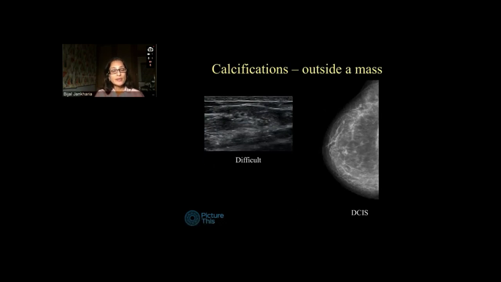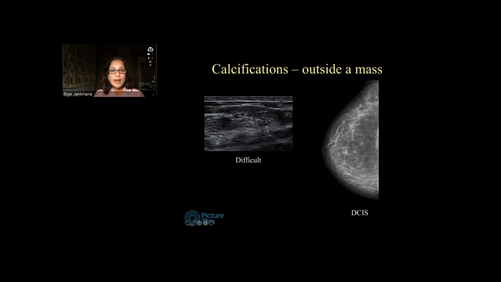And calcifications that are without a mass. There is a cluster of microcalcs here in the upper inner quadrant of the breast. This lady had just come for screening, and it is only because of this that we were looking in that area on ultrasound, and without an obvious mass, they are seen but are definitely less conspicuous. So these are microcalcs outside of a mass. This was removed surgically, and this turned out to be a ductal carcinoma in situ.